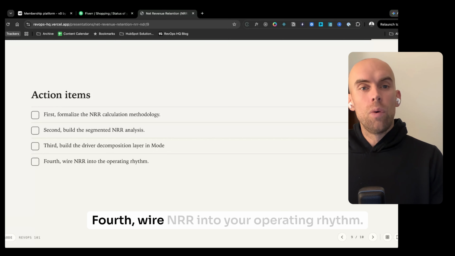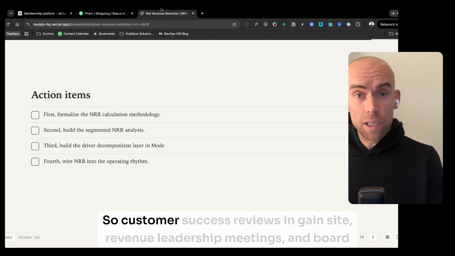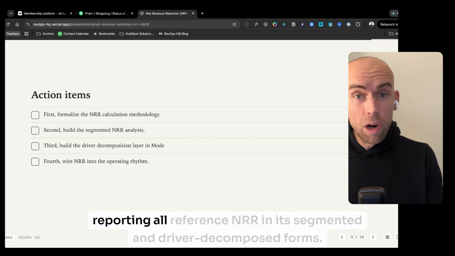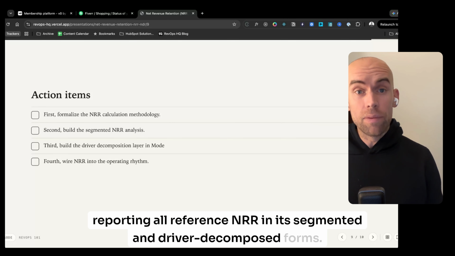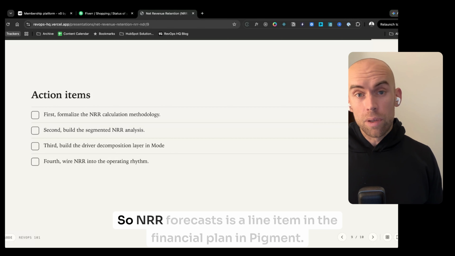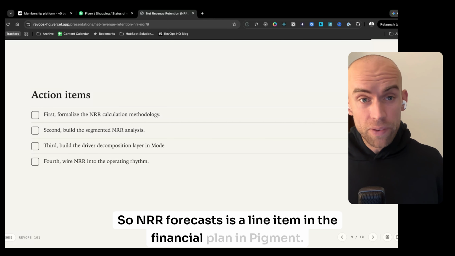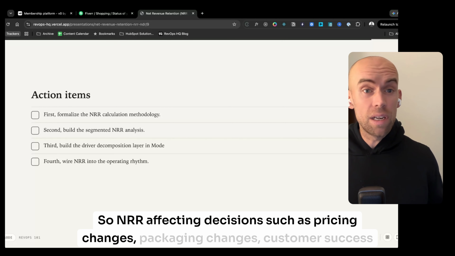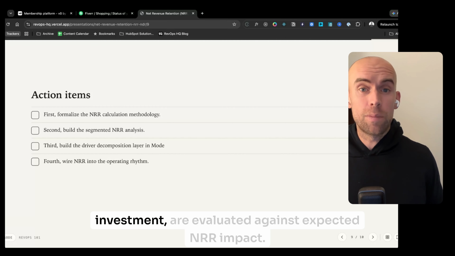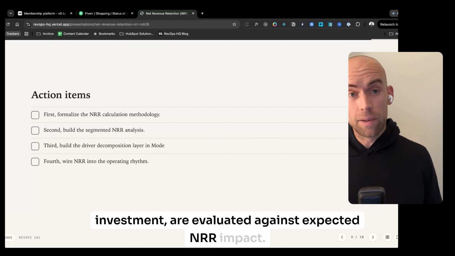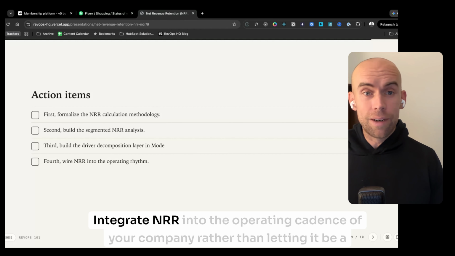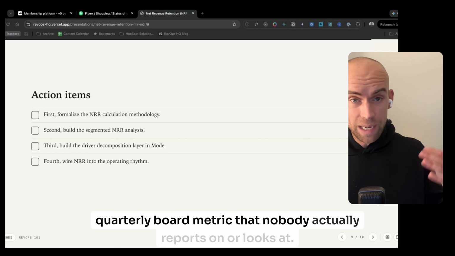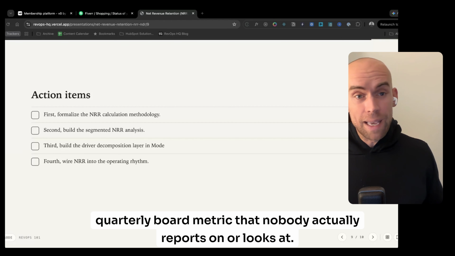Fourth, wire NRR into your operating rhythm. So customer success reviews in Gainsight, revenue leadership meetings, and board reporting all reference NRR in its segmented and driver-decomposed forms. So NRR forecast is a line item in the financial plan in Pigment. So NRR affecting decisions such as pricing changes, packaging changes, customer success investment are evaluated against expected NRR impact. Integrate NRR into the operating cadence of your company rather than letting it be a quarterly board metric that nobody actually reports on or looks at.